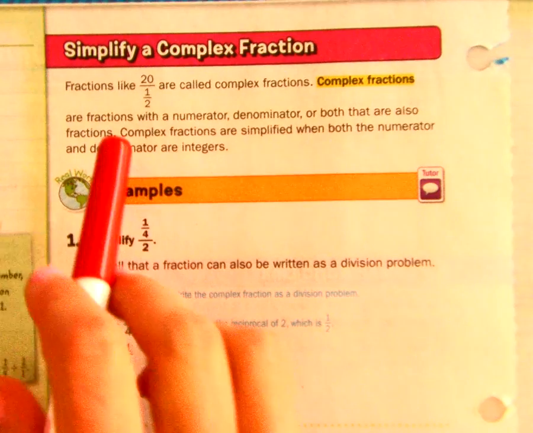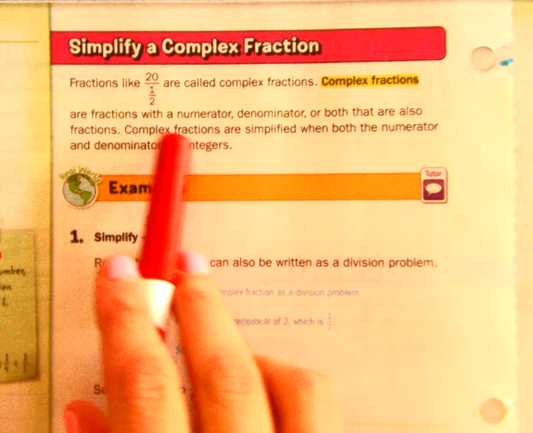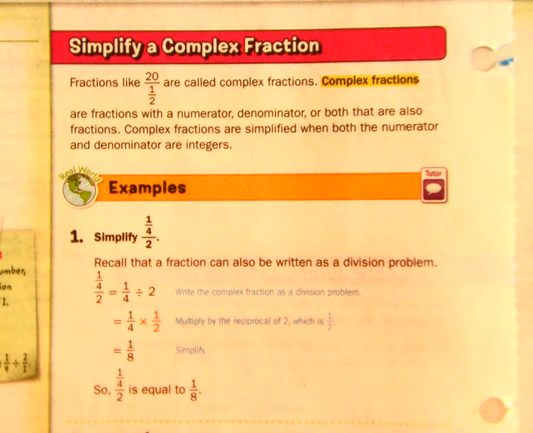Fractions like 20 over 1/2 are called complex fractions. Complex fractions are fractions with a numerator, denominator, or both that are also fractions. Complex fractions are simplified when both the numerator and denominator are integers. So a complex fraction is a fraction within a fraction.